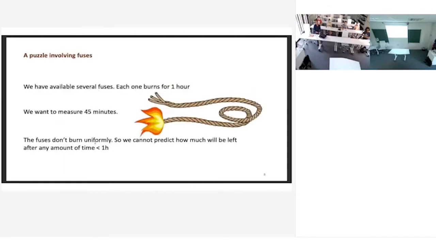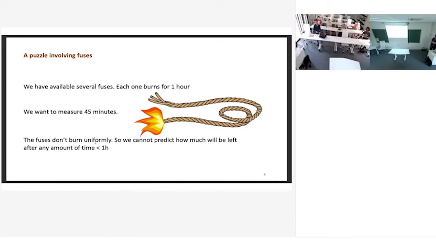Now let's talk about a puzzle involving fuses. So to prove it, you need transfinite induction up to what? Up to epsilon 0. Up to epsilon 0. Yeah, I'm going to explain the ordinals.